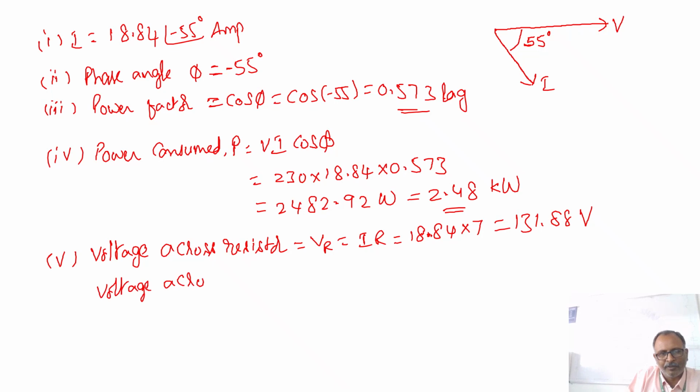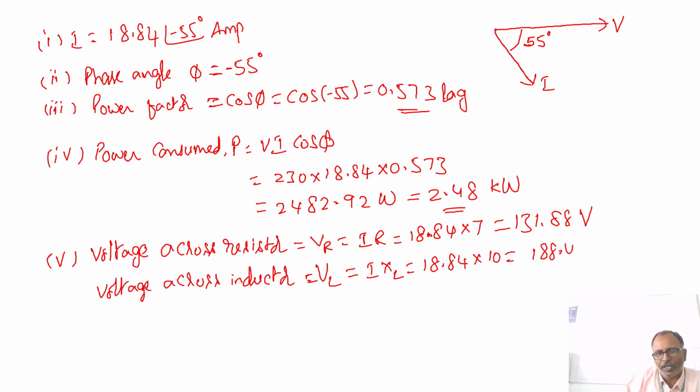Similarly, voltage across inductor, that is VL, is given by I into XL, 18.84 into 10, so 188.4 volts. So these are the voltage across resistance and voltage across inductor. Thereby the problem is complete. We have calculated current, phase angle, power factor, power consumed by the coil, voltage across resistor, and voltage across inductor.